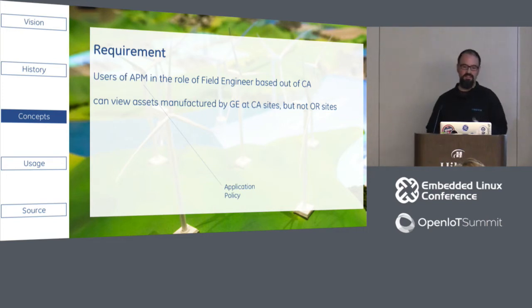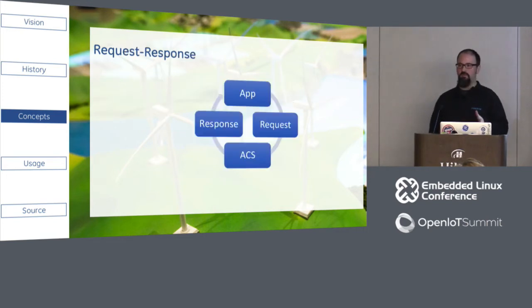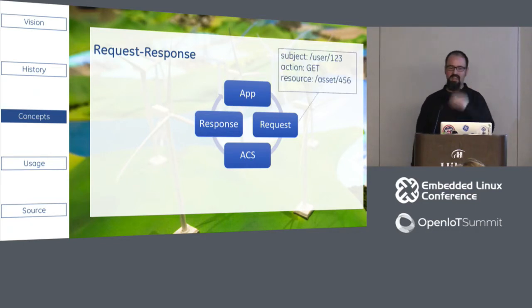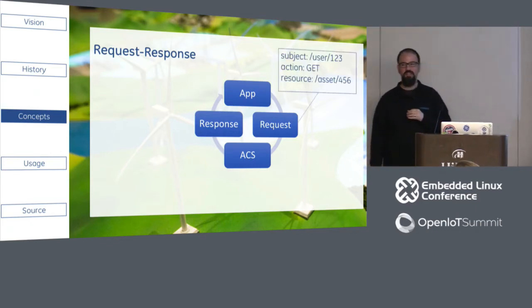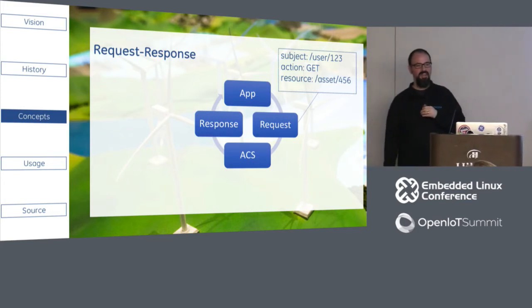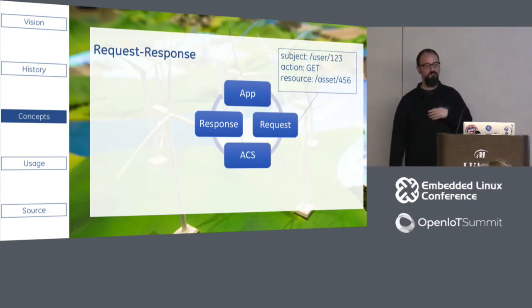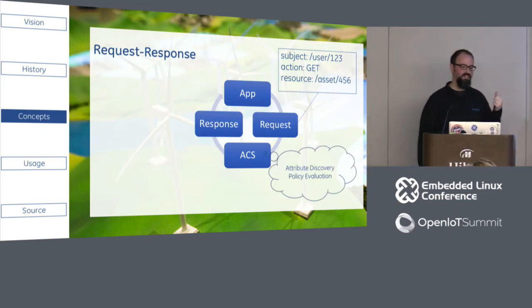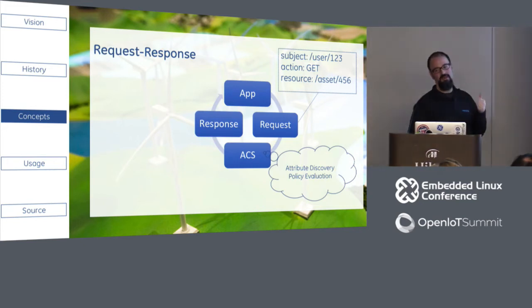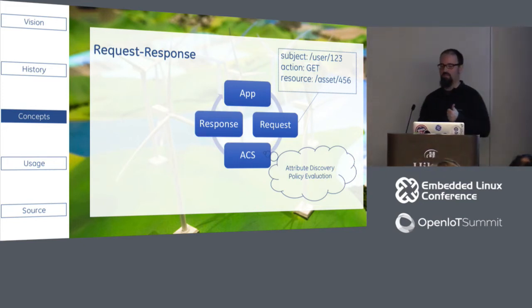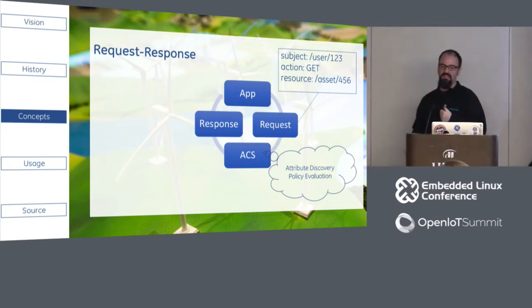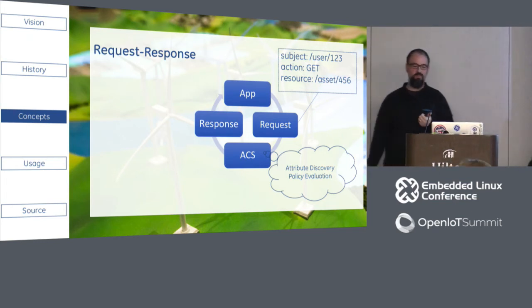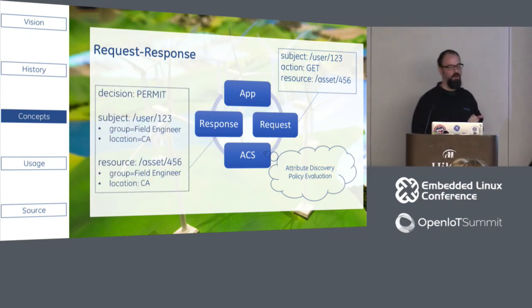monitoring lots of assets. And so what this request and response looks like over HTTP, you have your app that says, hey, I have a user 123. He wants to get asset 456. So there's a subject, there's an action, there's a resource that comes in as a request. So ACS will say, okay, can I discover what attributes I can about that subject and that resource, and then evaluate it against a policy for that resource, and then send back a response.